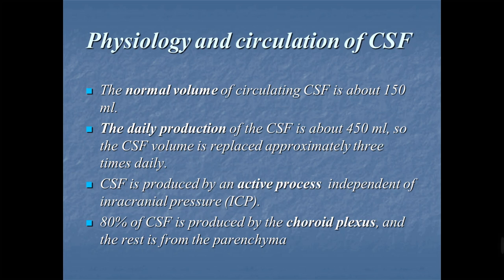Now, regarding physiology and circulation of the CSF, the normal amount of circulating CSF in an adult person is about 150 mL. The daily production of CSF is about 450 mL. So the CSF is replaced approximately 3 times a day. You know that the total amount produced every day is 450 divided by 150 present at any time, equal to 3. So 3 times the CSF is changed.